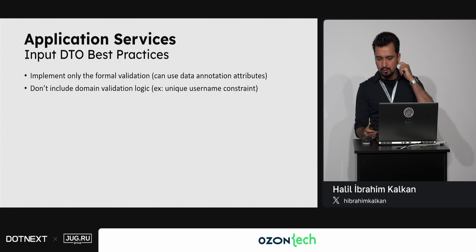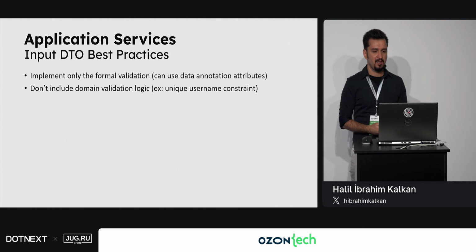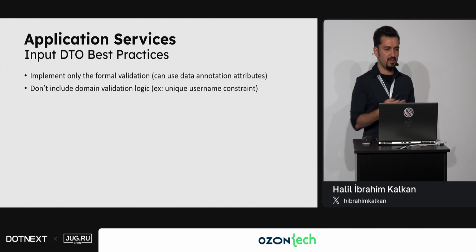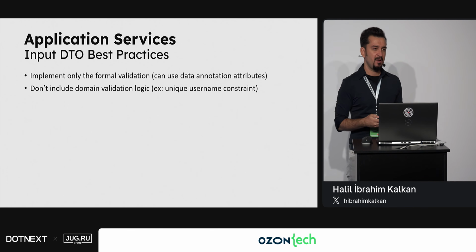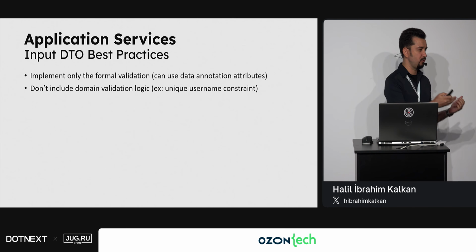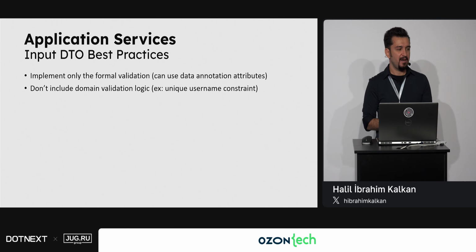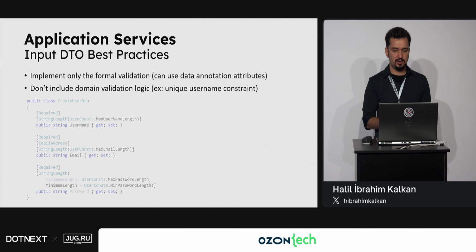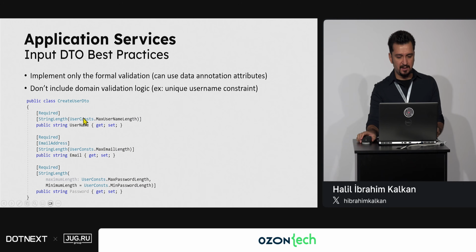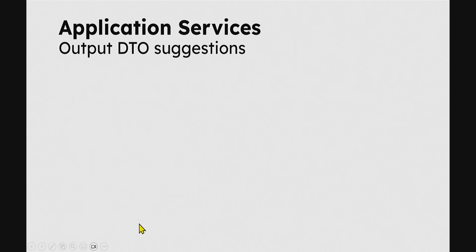For the input DTOs, an input DTO can implement only the formal validation with data annotation attributes and so on, but it should not contain domain logic validation. Sometimes we force ourselves to put some domain logic into DTOs. For example, while creating a user, we want to check if the username was used before, but we try to force ourselves to do it in the data transfer object. We think it's good encapsulation. However, it's actually a topic for domain services, so it should not be done that way. For validation, you can safely use data annotation attributes, just simple ones.